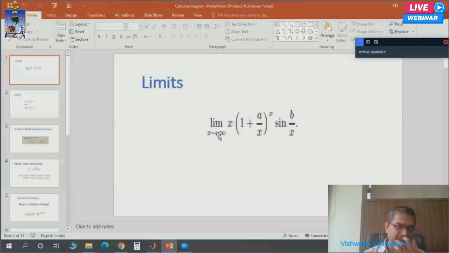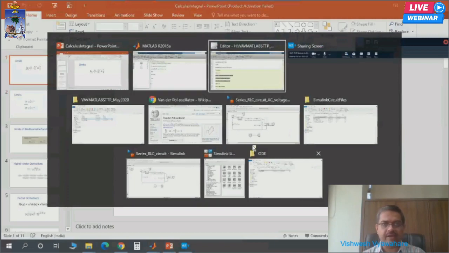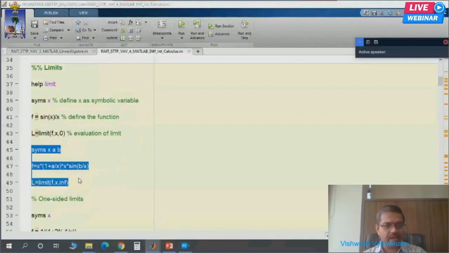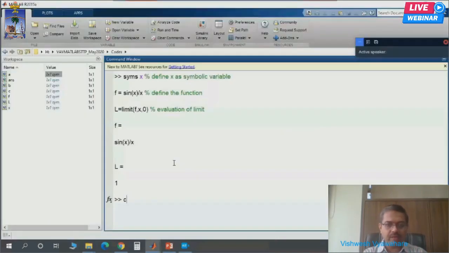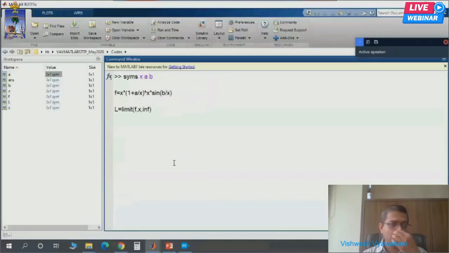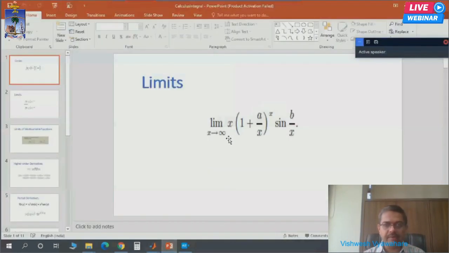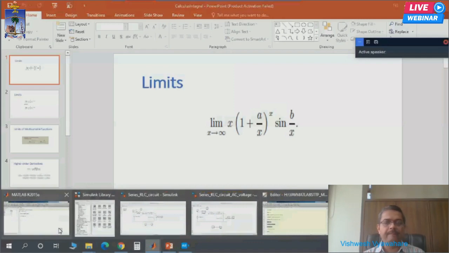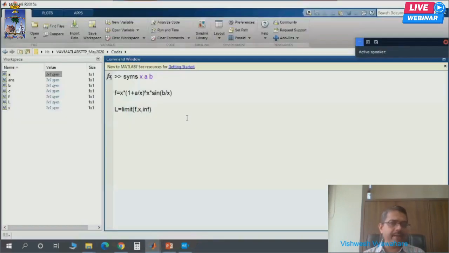Okay, let's take this function. Limit x tends to infinity, x into 1 plus a by x to the power x, sine b by x. Let me check if I have it. Yeah, I have this. Let us see if MATLAB evaluates this, because I have not evaluated this for a long time, but let's check. So we want to evaluate this limit x tends to infinity, x into 1 plus a by x to the power x into sine b by x. If the expression is too complicated, MATLAB may not be able to evaluate it. Remember, MATLAB's strong point is its computational ability.